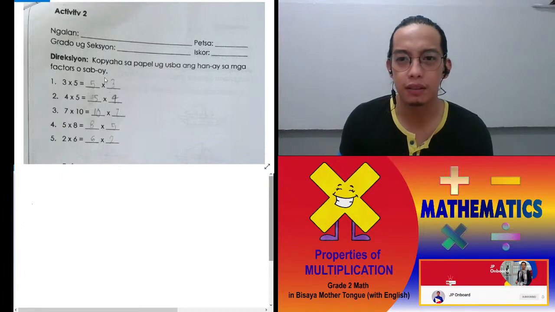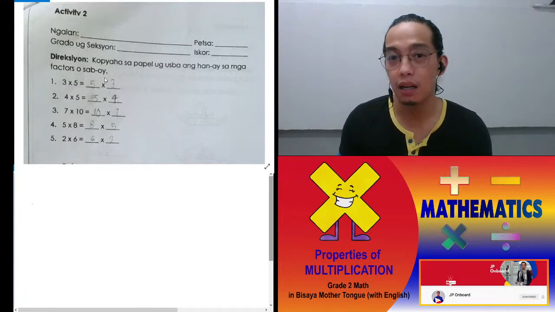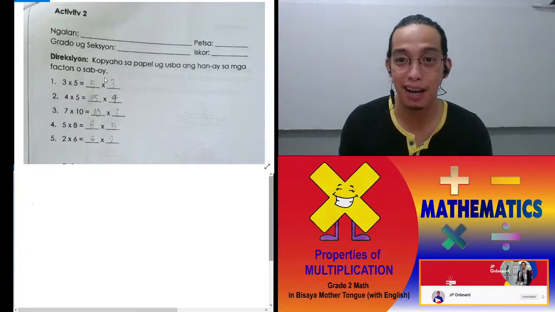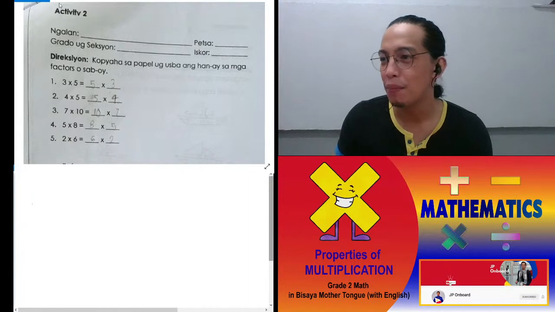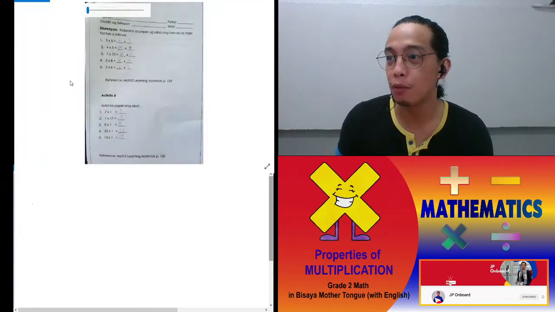It's difficult. Ang pag-translate sa factors is actually called sub-oy. Sa mga sub-oy or factors. I'll just go with factors now. Okay, here we go. We have here the commutative property of multiplication.